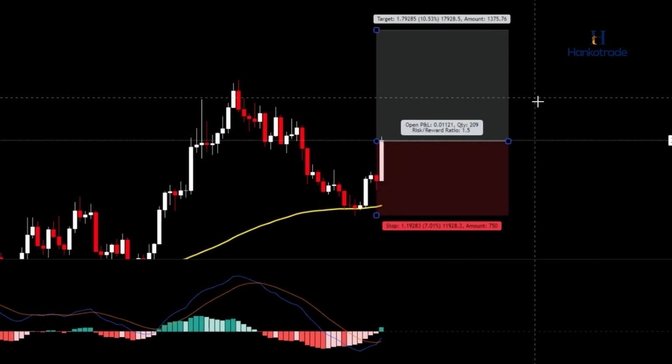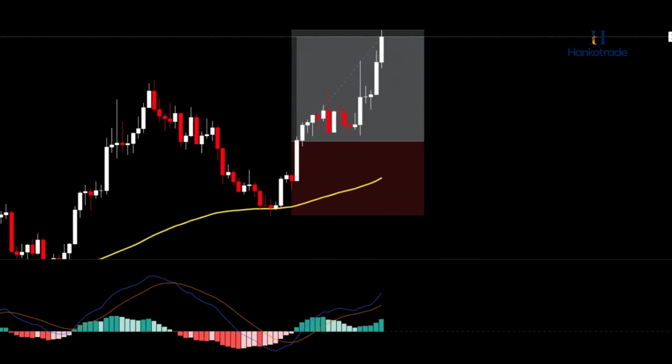As demonstrated, this trade resulted in a profit. Now let's examine another example.